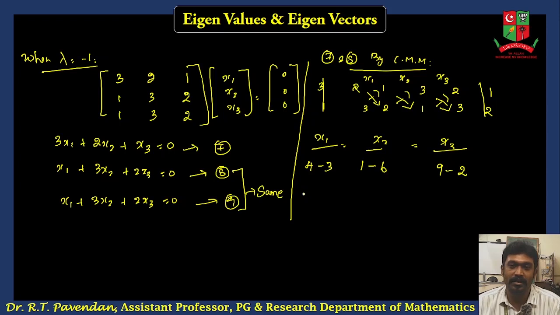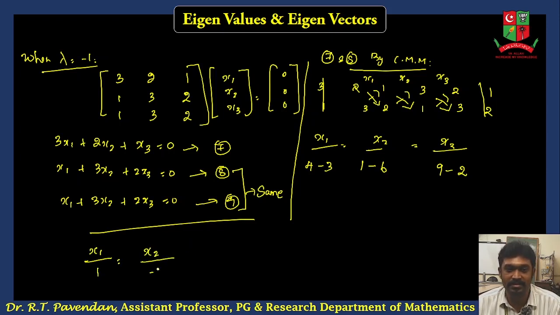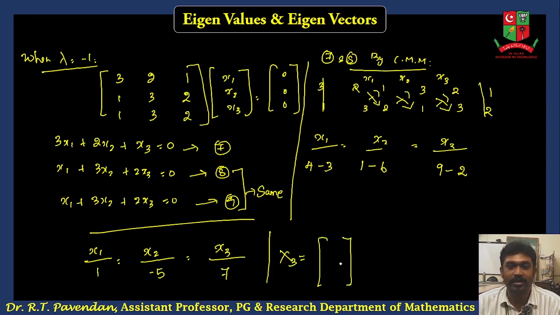So let me write it here. x1 is 4 minus 3, that is 1. x2 is 1 minus 6, that is minus 5. And x3 is 9 minus 2, that is 7. So the corresponding eigenvector has the values 1, minus 5, 7. This is the eigenvector for the eigenvalue lambda equal to minus 1.